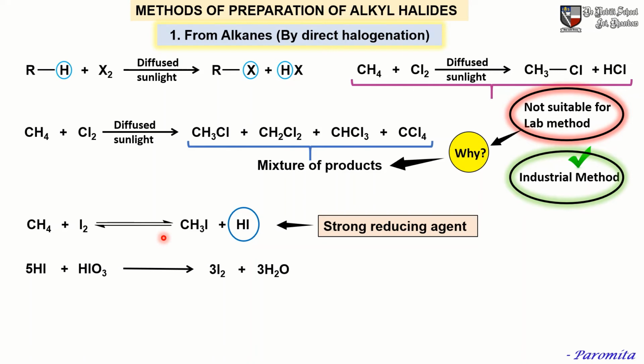Now how are we going to stop the reversibility, or rather I should say how are we going to favor the forward direction? In that case, we will use an oxidizing agent. In our case, we have used HIO3 as the oxidizing agent. So this HIO3 is oxidizing the HI that is formed into iodine. As a result, the reversibility of the reaction is disturbed and the forward reaction is favored.